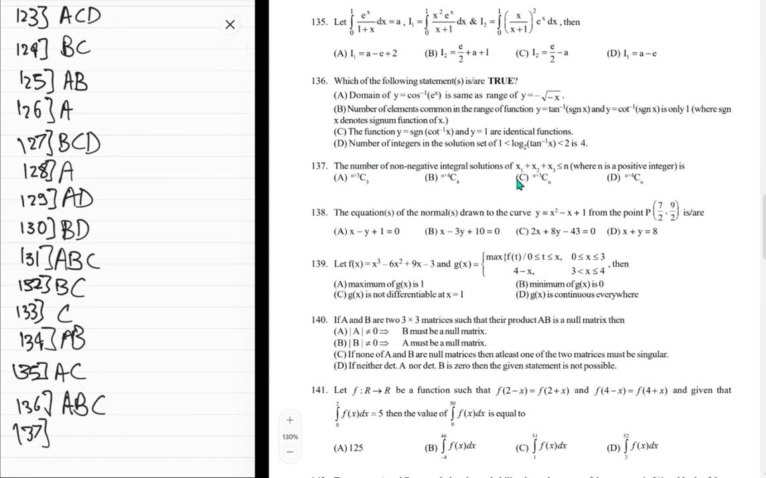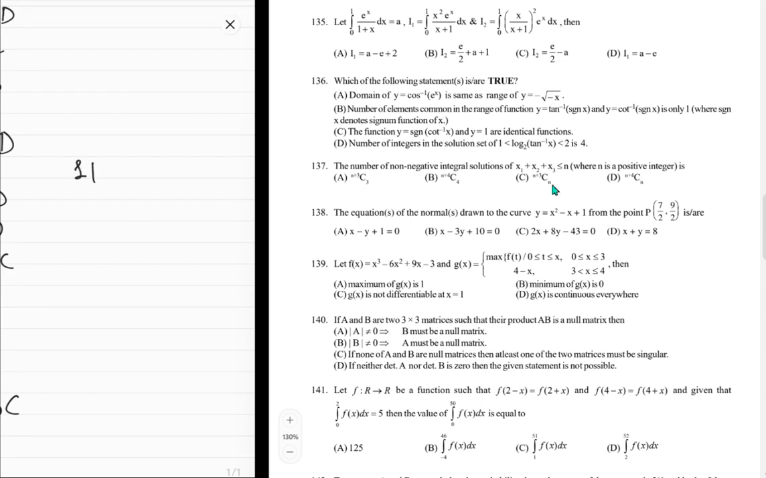The number of non-negative integral solutions of x1 plus x2 plus x3, non-negative integral solutions, this is whole number solutions, less than or equal to n. Oh, less than or equal to n. Right, so it's equal to 1, 2, 3, and it keeps going. In fact, zero can also work, so for zero there will be one solution.